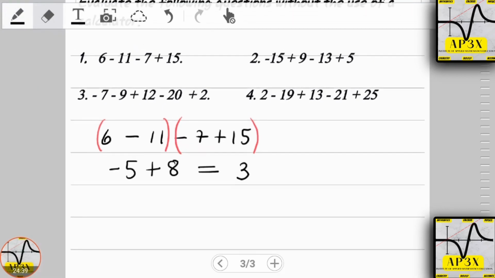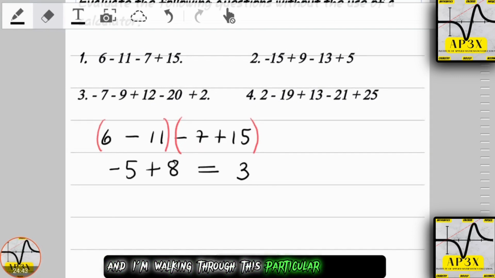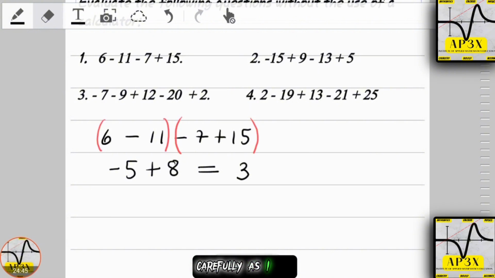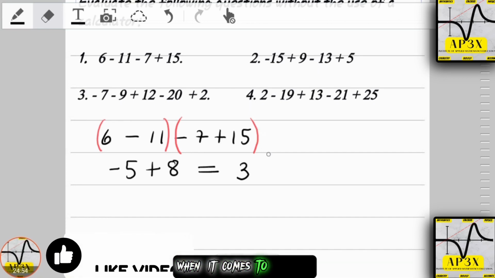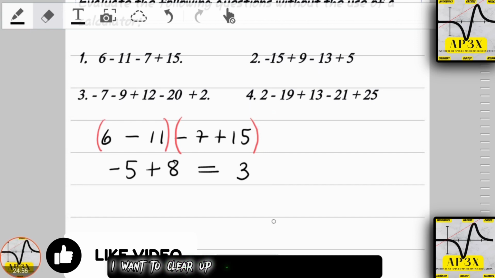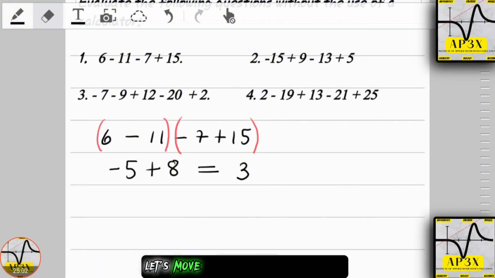Alright, so I'm taking my time and I'm walking through this particular problem as carefully as I can. I could actually speed up the process, but I really want, after this video, for you guys never to have another problem when it comes to integers. So I want to clear up any ambiguity or any mistakes. I want to highlight any mistakes that you guys may make. Let's move on to example number 2.